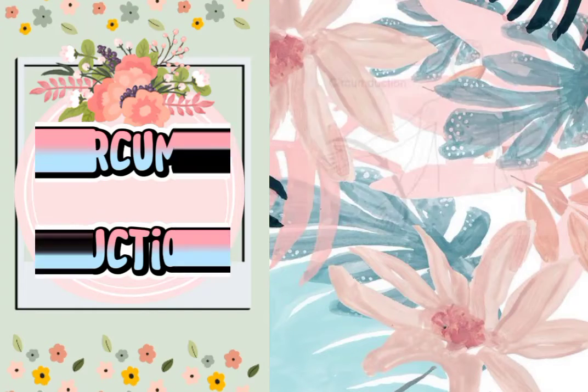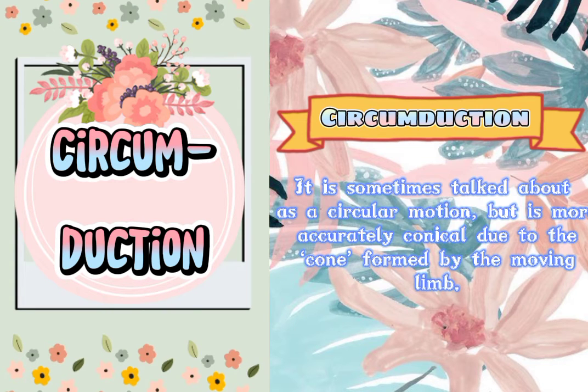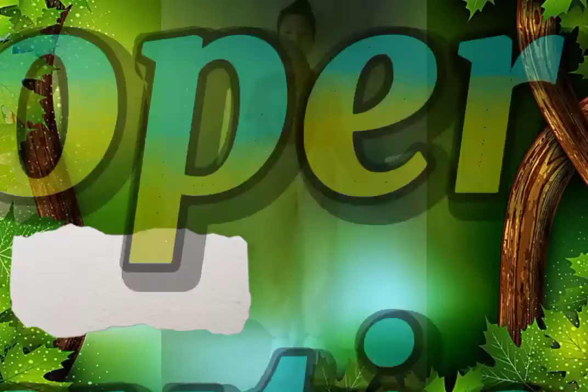Circumduction can be defined as a conical movement of a limb extending from the joint at which the movement is controlled. It is also sometimes talked about as a circular motion, but is more accurately conical due to the cone formed by the moving limb.